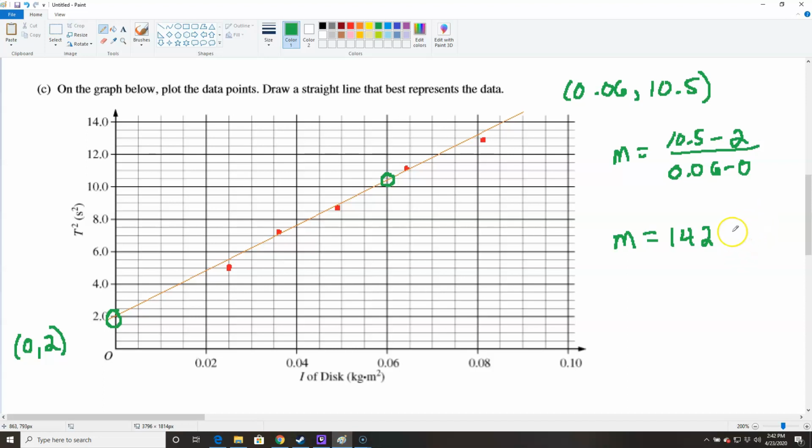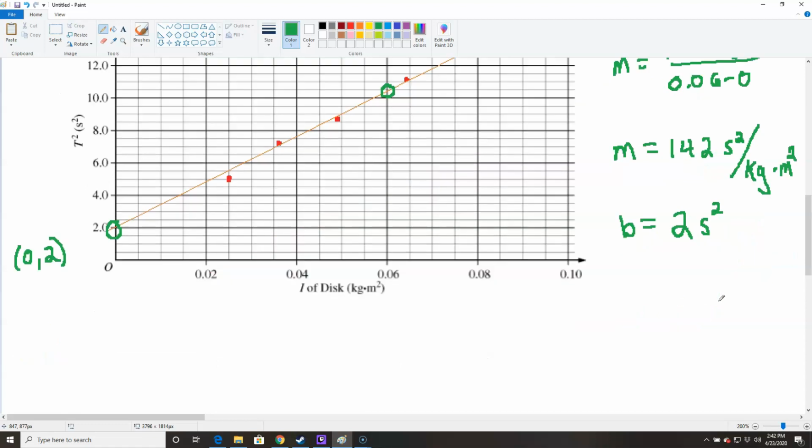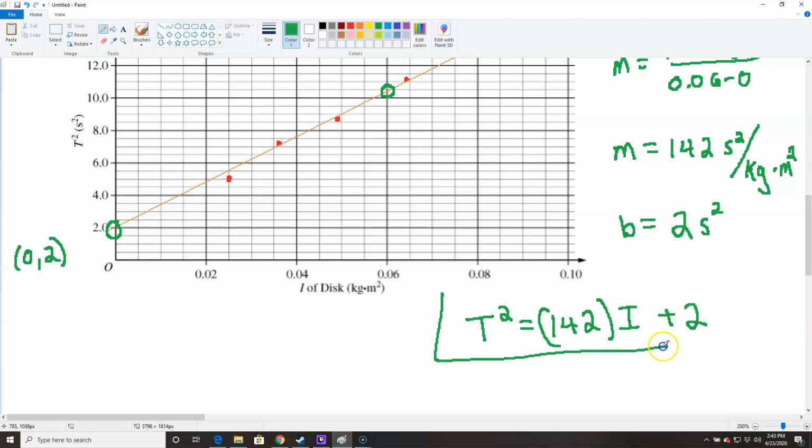The y-axis is seconds squared, and the x-axis is kilogram meters squared. The y-intercept is shown right here. It is 2 seconds squared. So, what's the equation of the line? T squared equals 142 times I plus 2. That's your answer to part D.